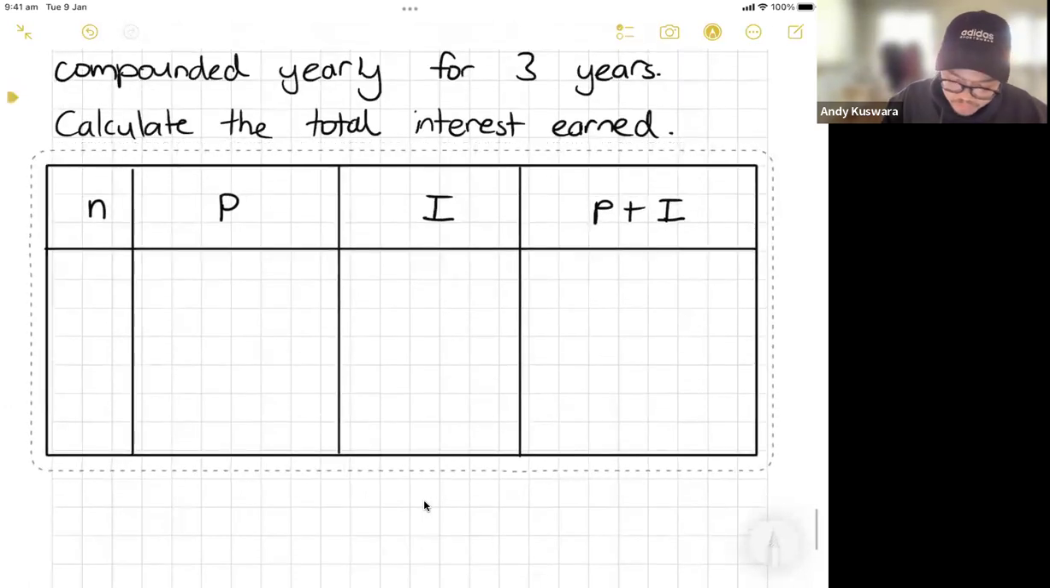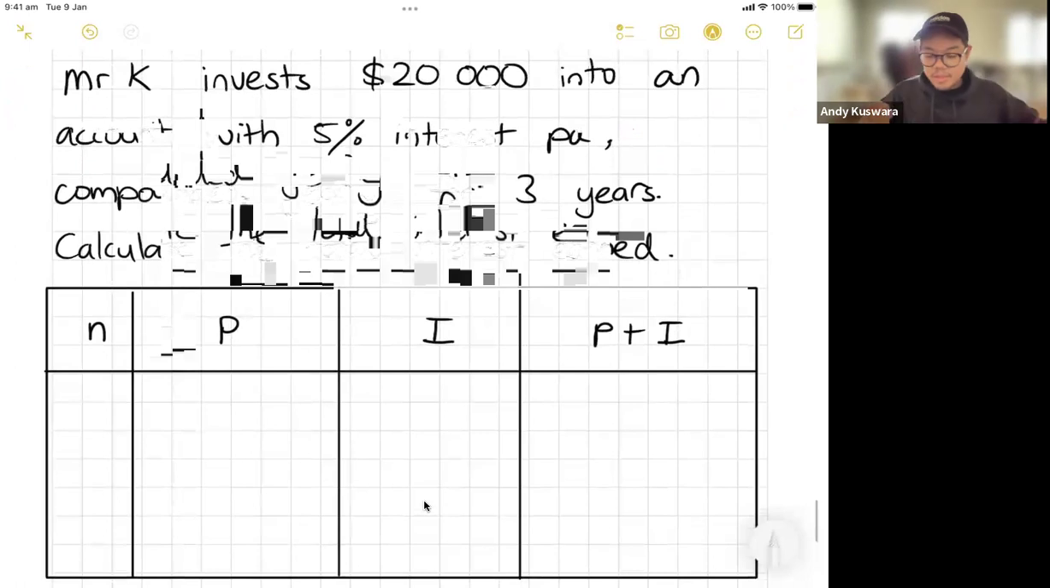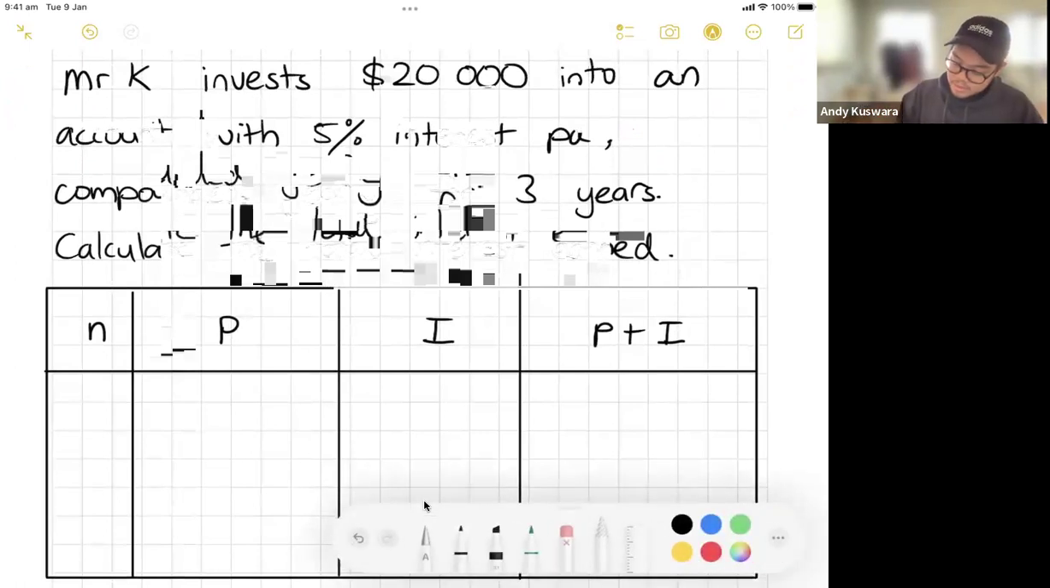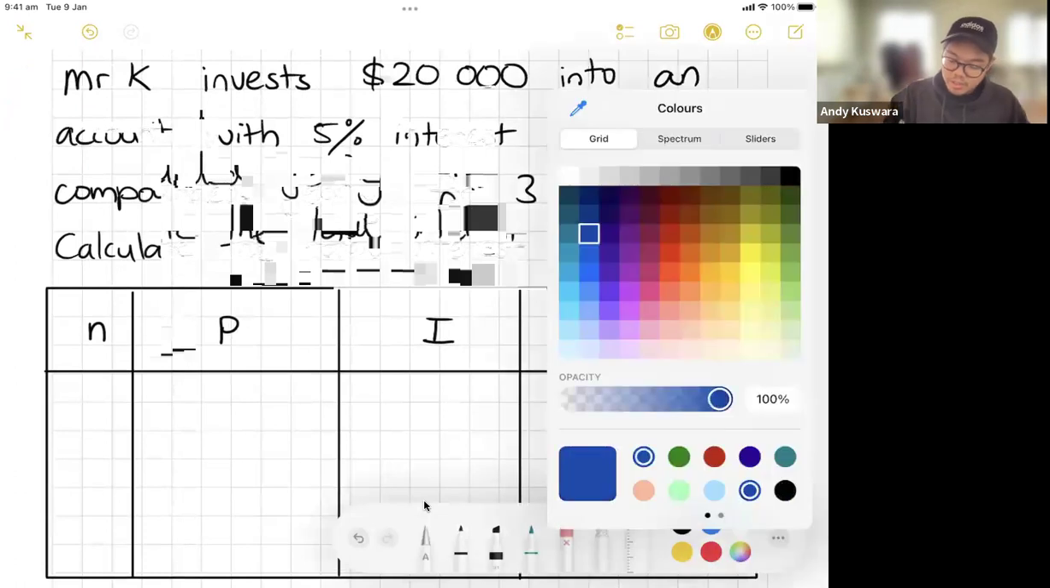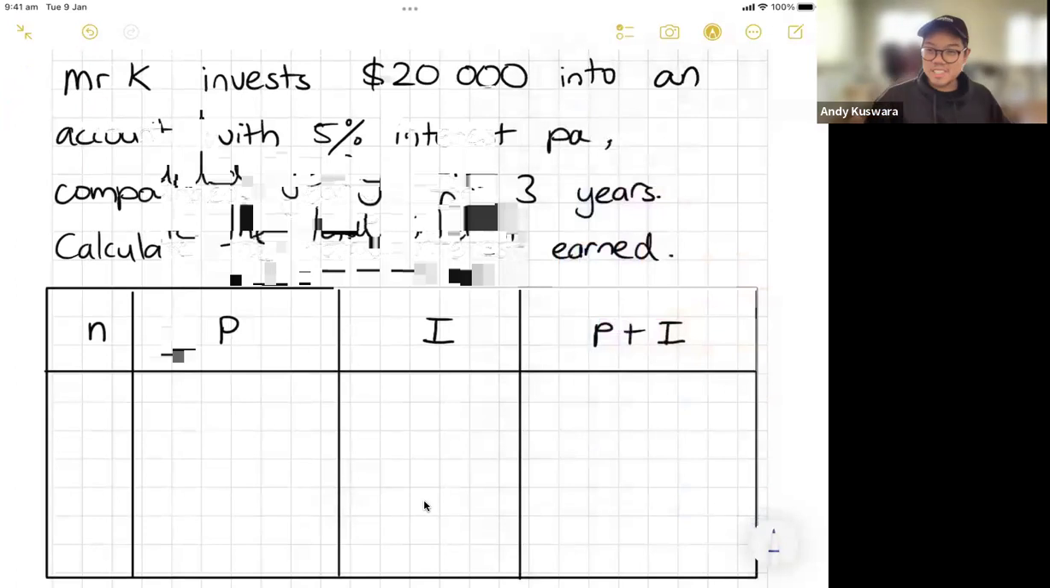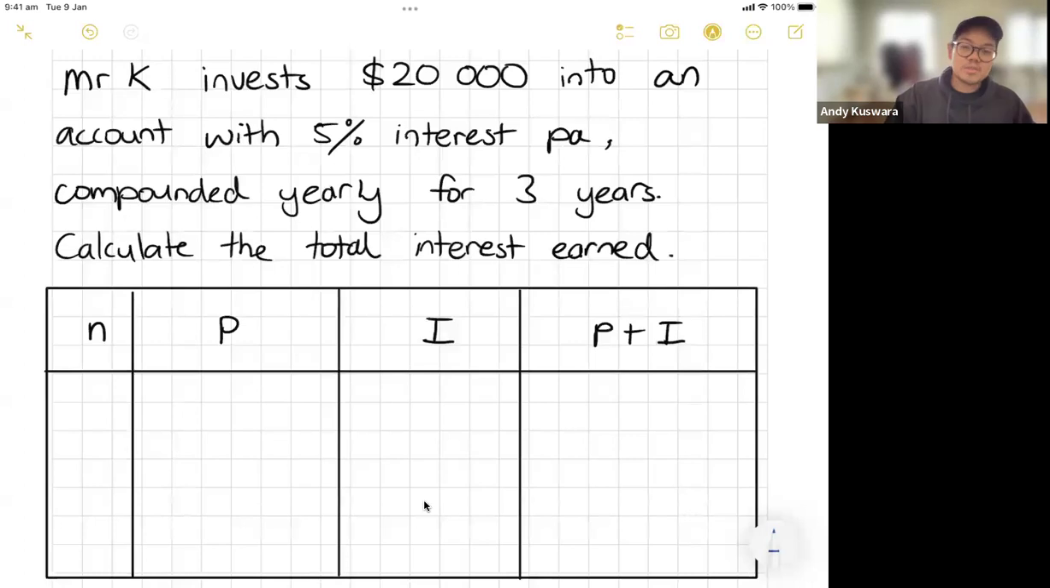Okay, so the reason that we're going to use this table is, first of all, it's a great introduction to what compound interest actually is, so that you can appreciate having a nice, cleaner formula when we apply this later in the future. Now, N is going to stand for your number of periods. P is going to stand for your principal. I is going to stand for your interest. And then you've got this last column where it's principal plus interest.